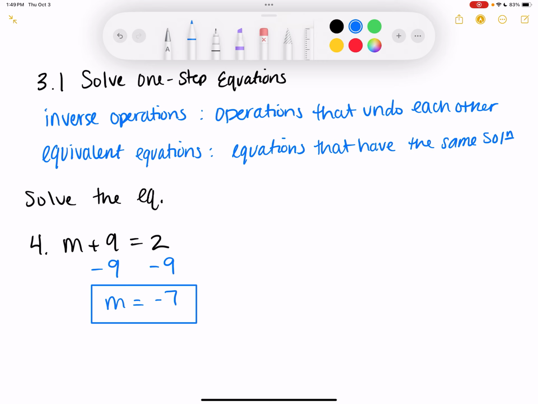So the -7 part is going to be our answer that we need to circle? Yes. Once you get to a variable on the one side by itself and then just a single number, that's your final answer.